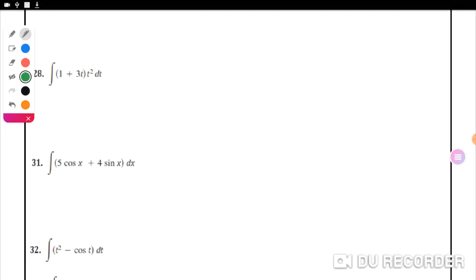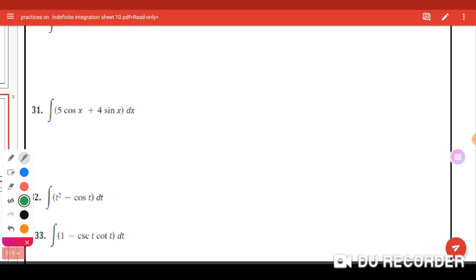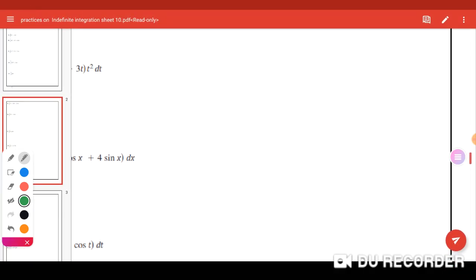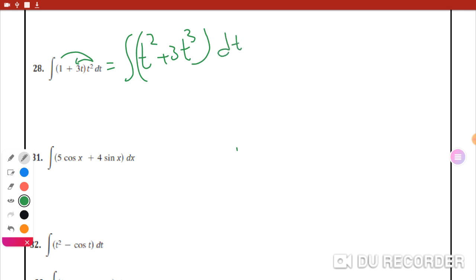Indefinite integration. Okay, here is how to solve problem number 28. It's so easy. As I told you before, I have to find the product first, then integrate. It will be the integration of t to the power 2 plus 3t to the power 3, all with respect to t. How to integrate? Use the power rule of integration.